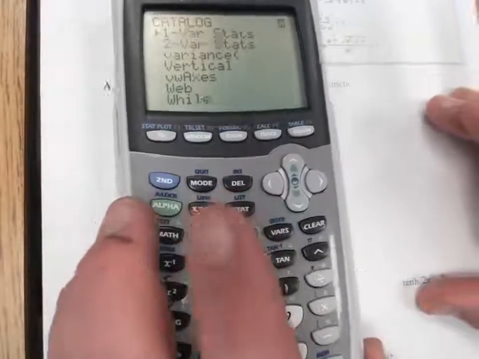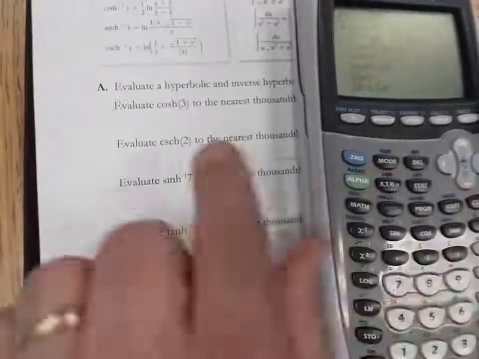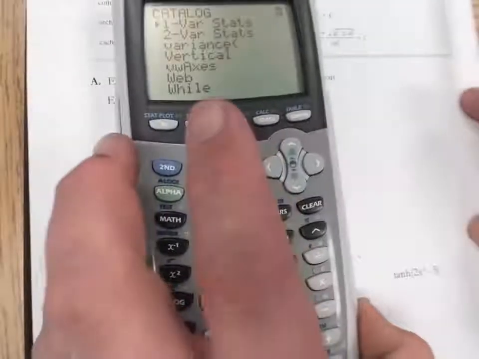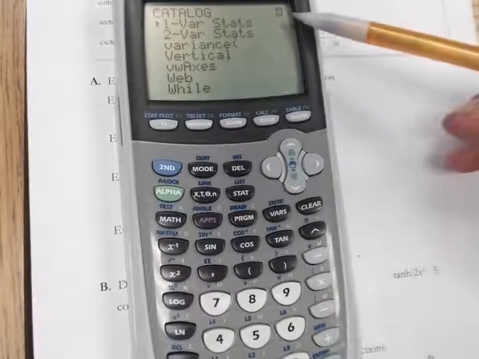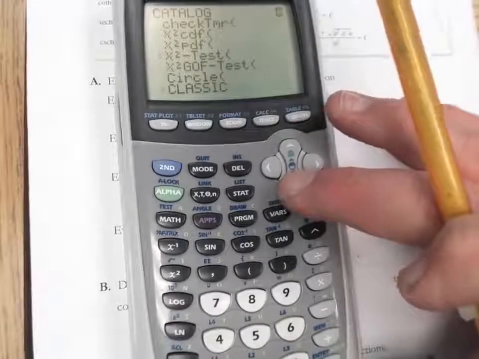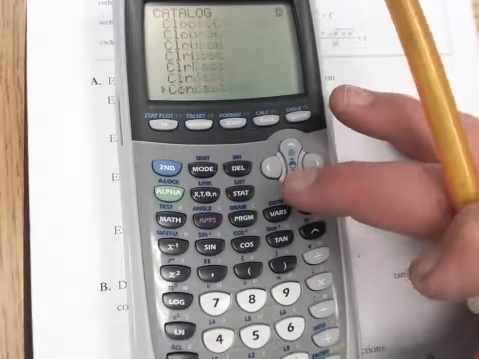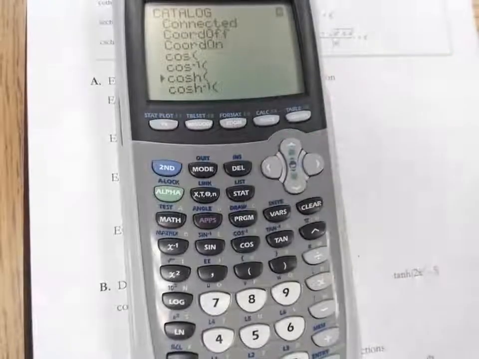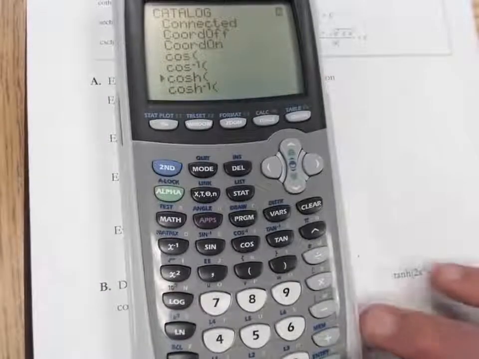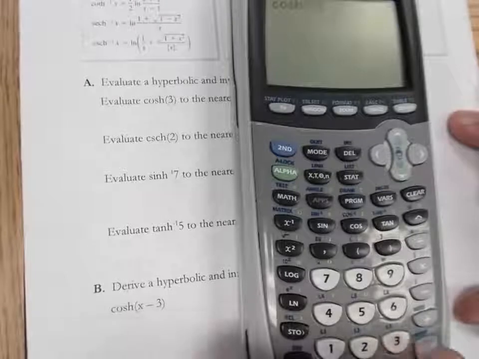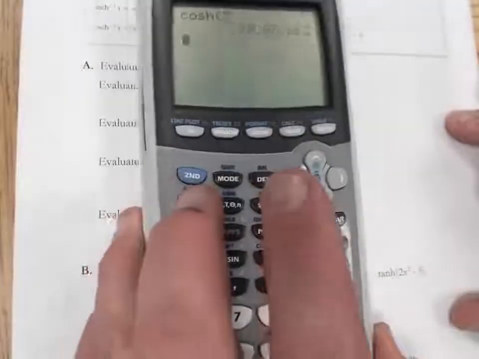Now, the first one we have on the study guide is the hyperbolic cosine of 3. So what I'm going to do is I'm going to go and hit C, since it still has the A here. And I'm going to kind of scroll through and find cosh. Well, no, that's hyperbolic cosine. And I find it. And I can go ahead and hit enter on it and select it. And then what I can do is I can go ahead and put 3 in, and I've got it.